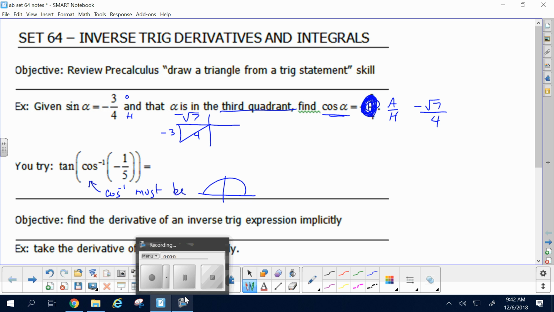Right? I didn't specify what quadrant, but it's kind of implied. Inverse cosine has to be first or second quadrant, right? So your triangle, because its cosine is negative, it must be drawn in the second quadrant. Your triangle should look something like this. Now you can find the tangent of such an angle.